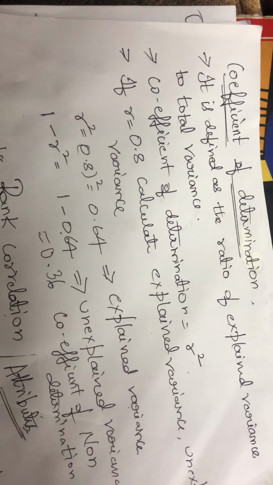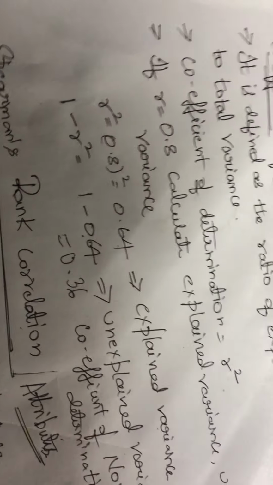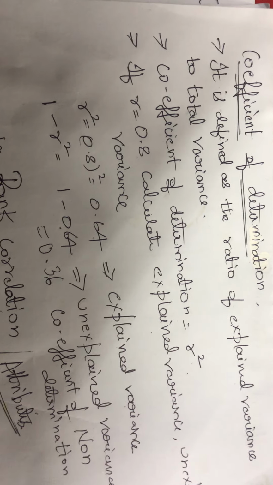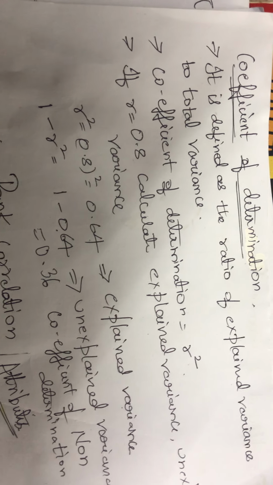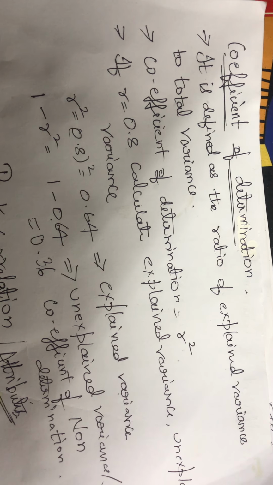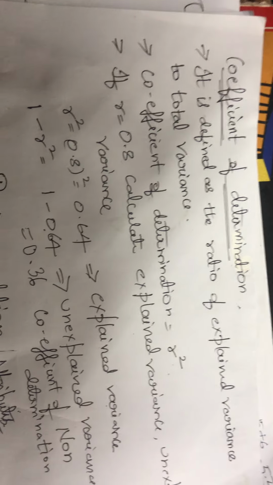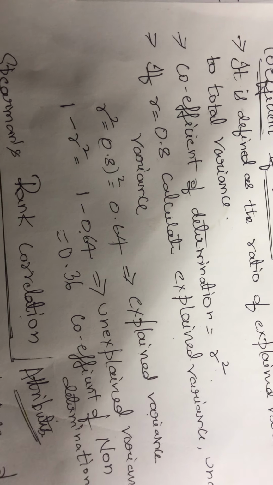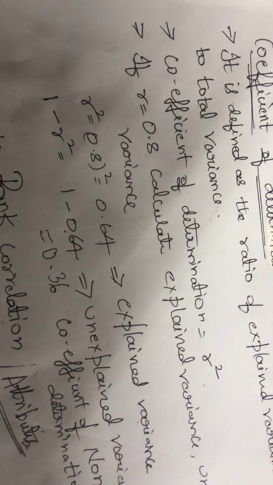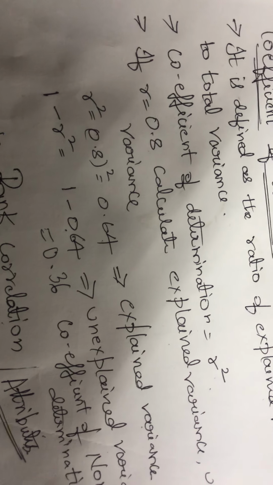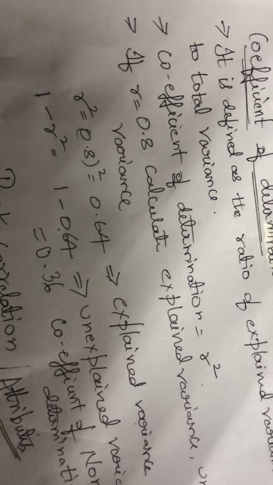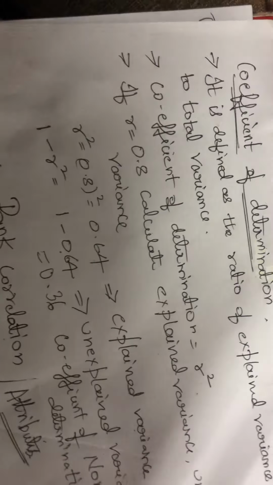Why is probable error used? Probable error is used to measure the reliability of the correlation. That means whether the value of r you have calculated is reliable or not. To measure that, we used the probable error. When can you say it is reliable? When the modulus of r is greater than 6 times the probable error. If the modulus of r is less than 6 times the probable error, then it is not reliable.